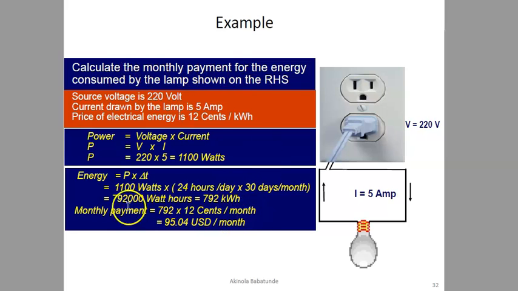because we're looking for monthly payment. So this becomes 1100 watts multiplied by 24 and then multiplied by 30, and that gives us 792,000 watt hours. This can be converted to kilowatt hours by just dividing by 1000, and that gives us 792 kilowatt hours. Monthly payment will then be 792 kilowatt hours, which is total energy consumed in a month, multiplied by 12 cents per kilowatt hour. If we multiply that out, what you would have is $95 per month.